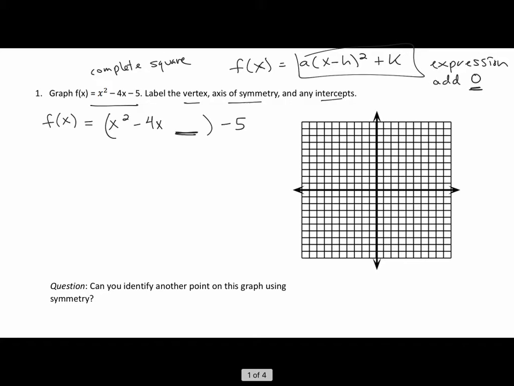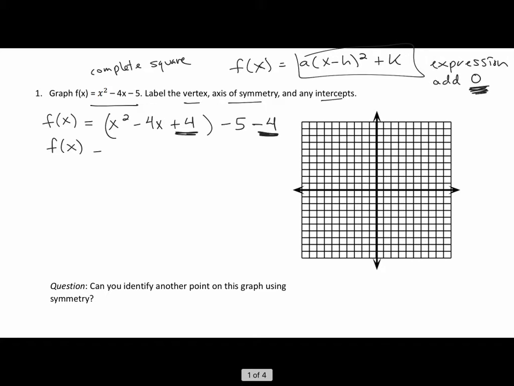So I want to complete the square. So I need to add half of b squared here. So half of negative 4 is negative 2, and negative 2 squared is 4. So I'm going to add 4 to this expression, but I can only add 0. So if I'm going to add 4, I have to subtract 4 in order to be adding 0 to the expression. See what I mean?